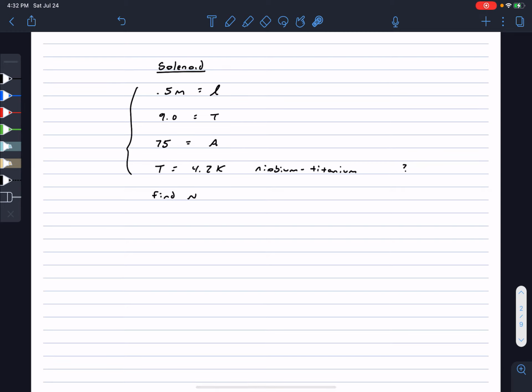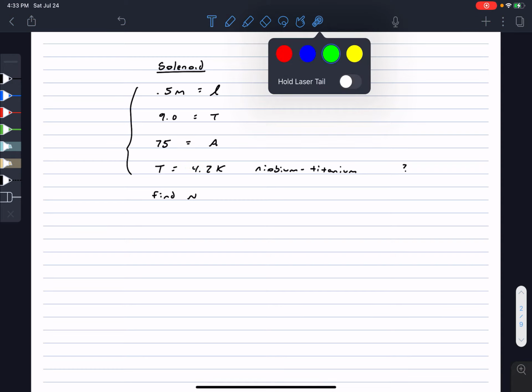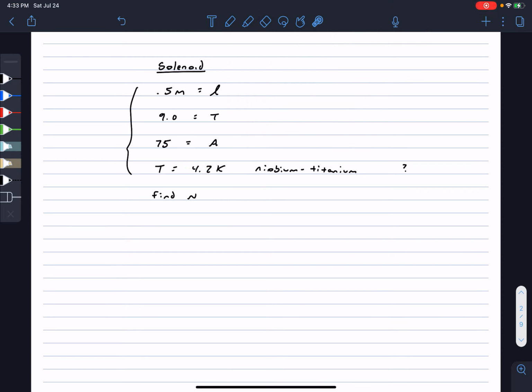Next, we're given another solenoid. A couple of problems are pretty easy. I wouldn't say they're easy, but they're more straightforward. That's really what I mean. So we're given another solenoid, and a bunch of information about it. This is the length, this is our magnetic field strength, this is our current. We're given a temperature. We're asked to find N.